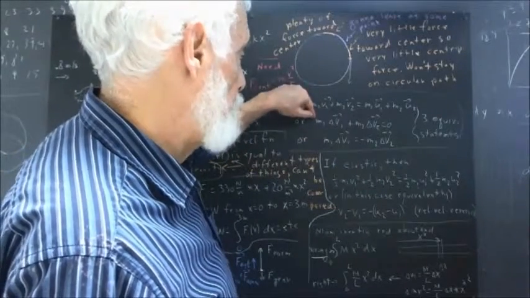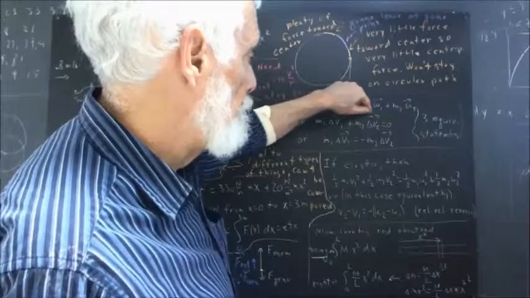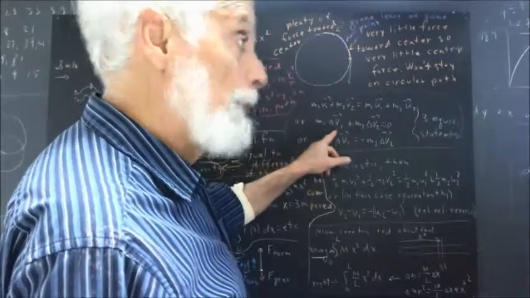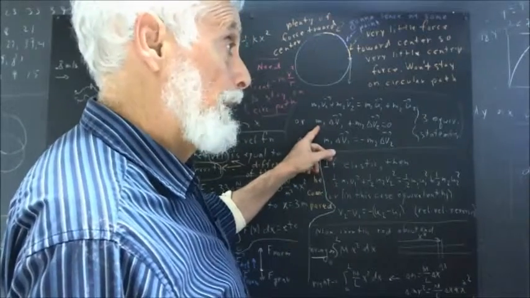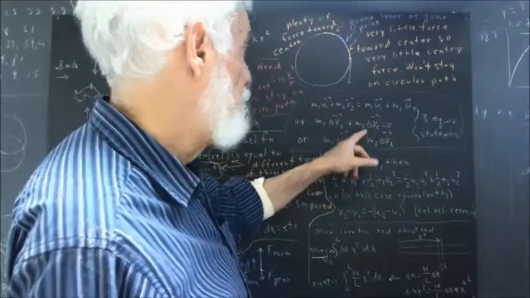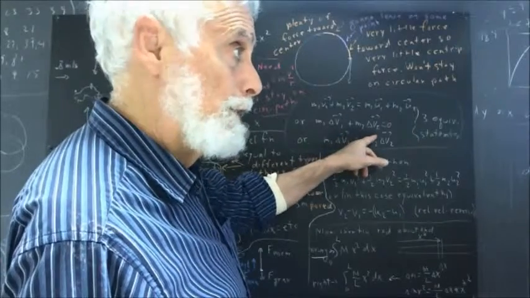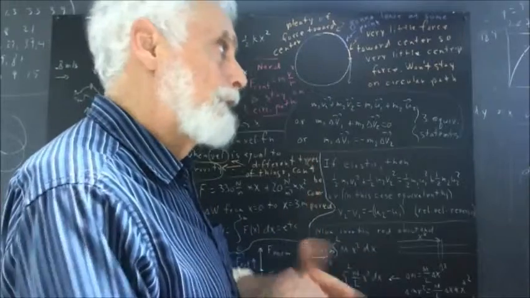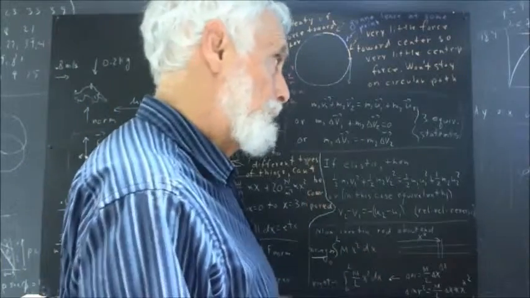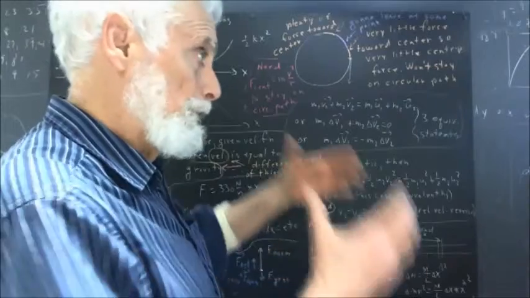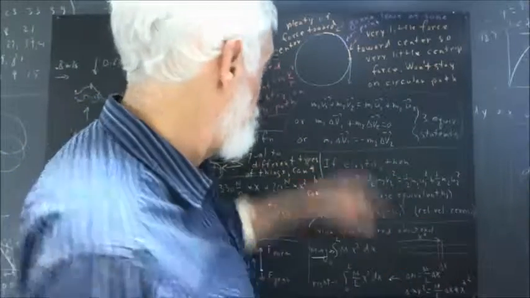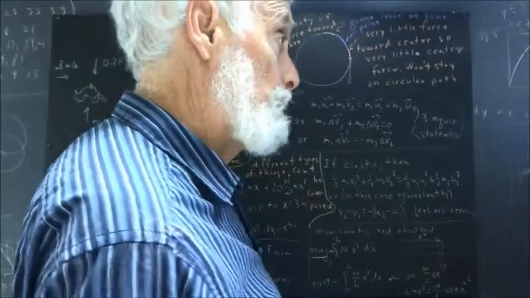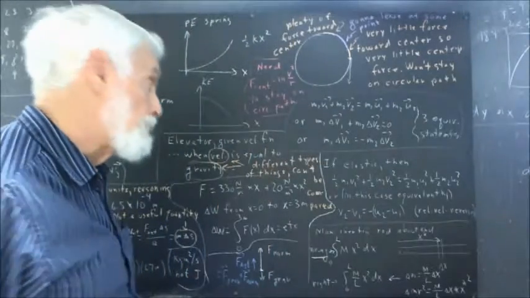Or you could say that m1 times delta v1 plus m2 delta v2 equals 0. In other words, the change in the momentum of the first mass, which is the mass times its change in velocity, plus the mass times change in velocity of the second, has to equal 0, because the forces being equal and opposite, the impulses are equal and opposite, the changes in momentum are equal and opposite, so the total change in momentum is 0. That's another expression of the conservation of momentum for an isolated system of two objects.